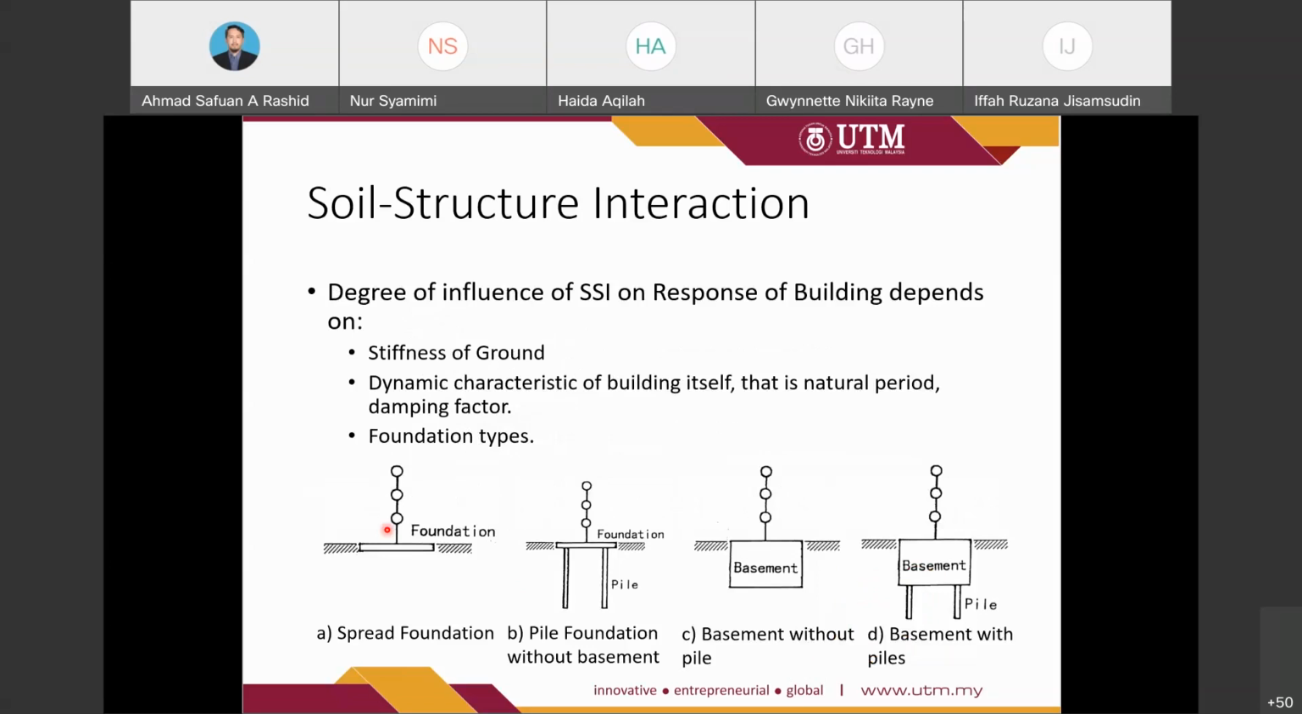So this is some examples of common foundation types. First we have a spread foundation or shallow foundation. Then we have pile foundation without basement. This is the common pile foundation. Then we have a basement without pile. And the last one is a basement with pile.